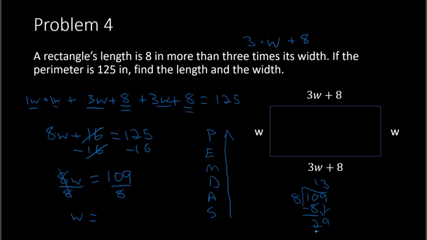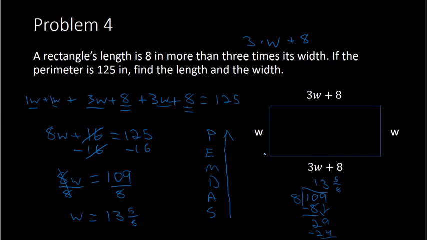3 times 8 is 24. Subtract, and the remainder is going to be a 5. 29 minus 24 is 5. So I have 13, remainder of 5, so we write that as 5 over 8. So my final answer would be 13 and 5/8 for the width.